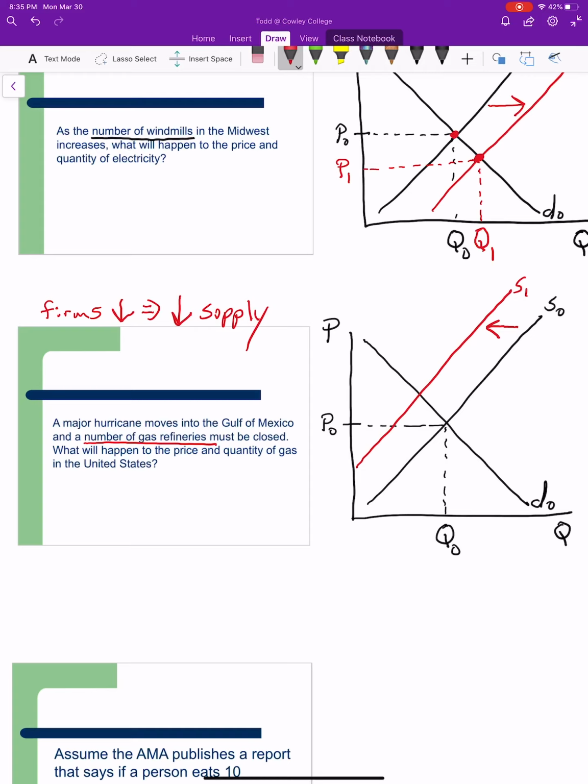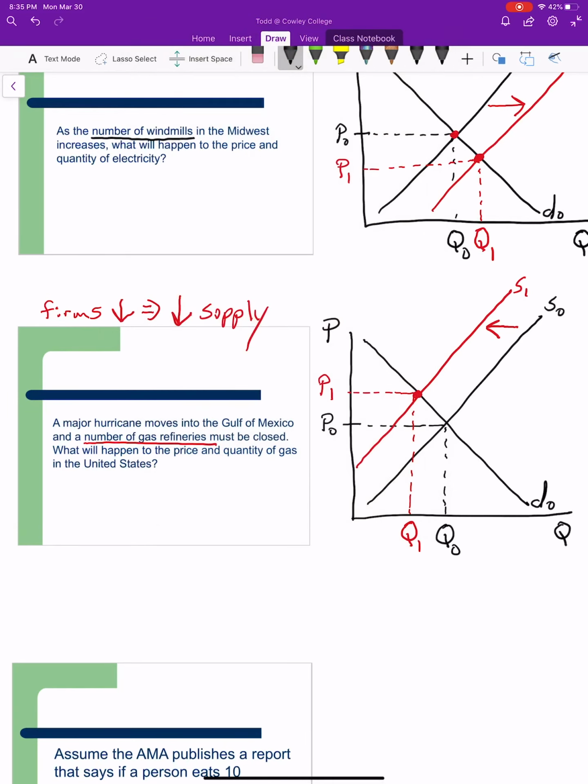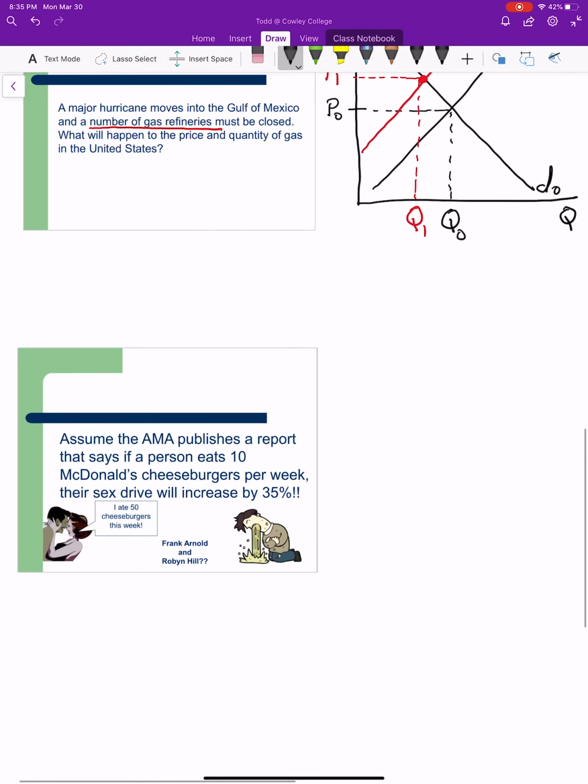So what you notice is when we do have hurricanes move into the Gulf region and these refineries do shut down, we end up with an increase in the price of gasoline, and we end up with a decrease in the quantity of gasoline as well. So again, this particular graph will get you full credit on a problem like this. All right, and then finally, the last one that we have looks something like this.